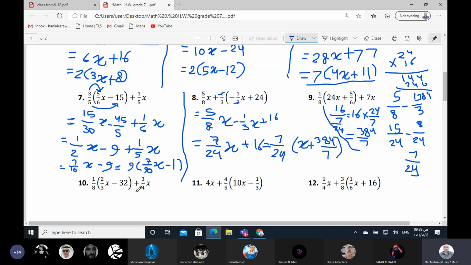And 10 and 11 and 12 the same idea, and 9 the same idea. Who has any question here? Clear for all? Is it clear for all? Okay.